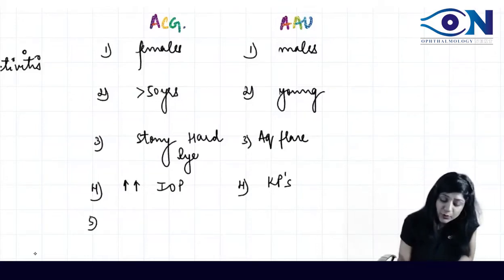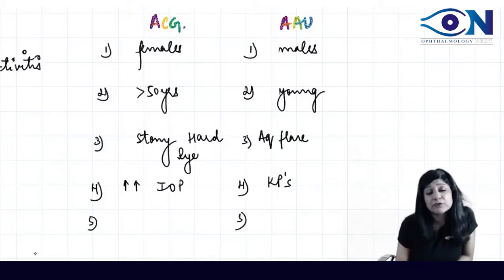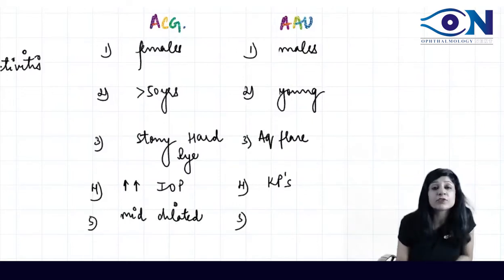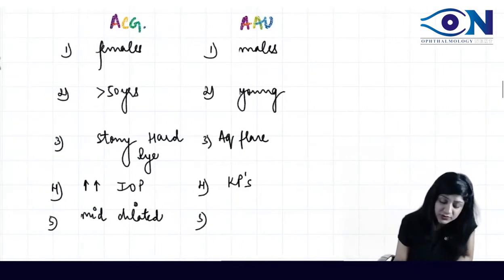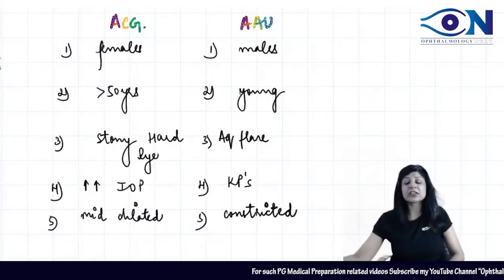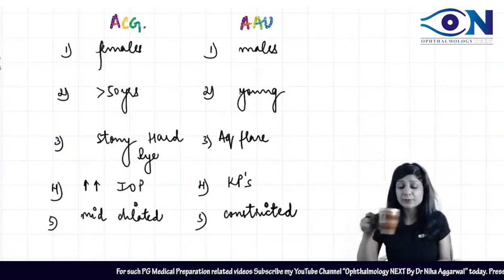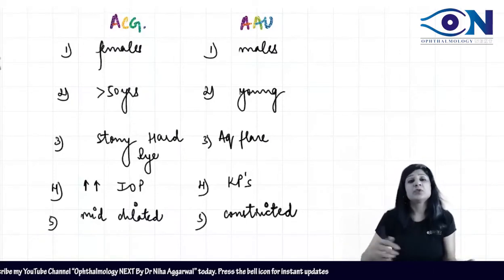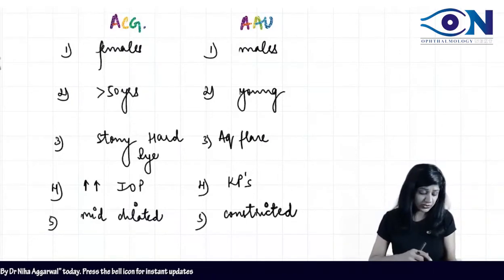And the 5th important thing which they will definitely give you will be in the form of pupil. In glaucoma, you will have the mid-dilated pupil, while in cases of uveitis, we will have constricted pupil. Pupil will be fixed in both. So these are the 5 important things that will help you in differentiating acute anterior uveitis and acute congestive glaucoma.